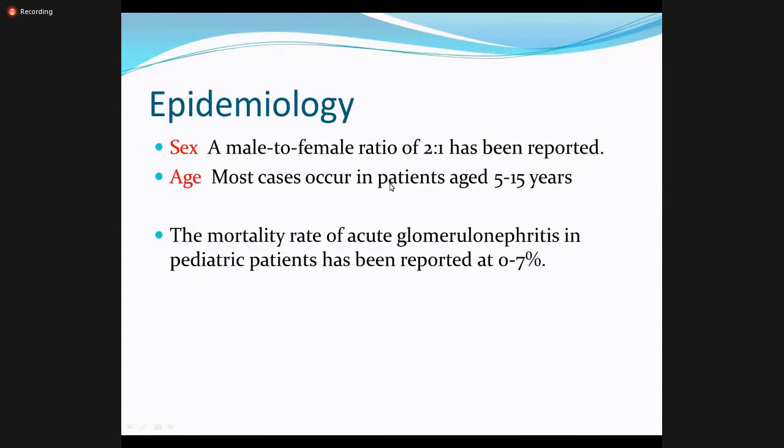The mortality rate of acute glomerulonephritis depends upon the cause. In post-streptococcal glomerulonephritis, mortality is very, very rare. But when the cause of acute glomerulonephritis is chronic glomerulonephritis, crescentic glomerulonephritis or membranous glomerulonephritis, the mortality rate is quite high and the prognosis is poor. In post-streptococcal glomerulonephritis, they have a very good prognosis. Most cases are self-limited and resolve within 4 to 6 weeks.